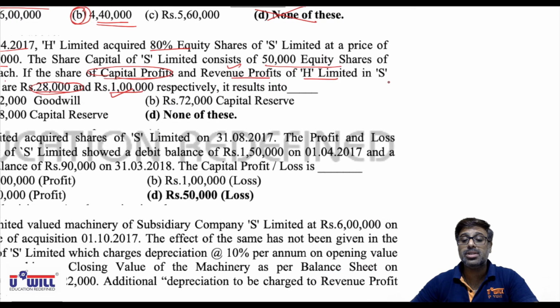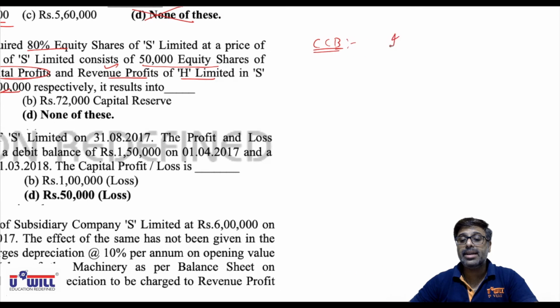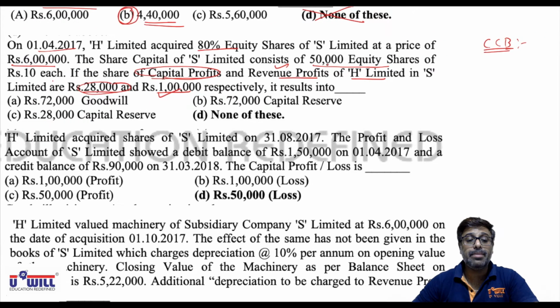then it results into goodwill or capital reserve is asked in 4 options. So we'll make the workings of control chart B. First, we'll take investments of holding company in the shares of subsidiary company.